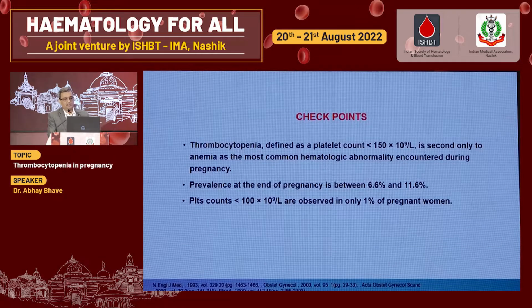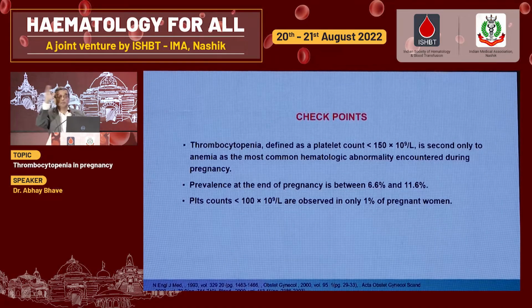So there are checkpoints. Platelets less than 150, you've already heard, is when we call it thrombocytopenia. Its prevalence at the end of pregnancy is 6 to 11%. So it's not going to be too common in practice. But when it comes, you're scared, because since it is rather uncommon, you don't have an approach or an idea how to handle it. As soon as the platelet count starts going below 100,000, we are worried. But fortunately, it's 1% of pregnant patients. But in our country, 1% of pregnant patients is a large number.